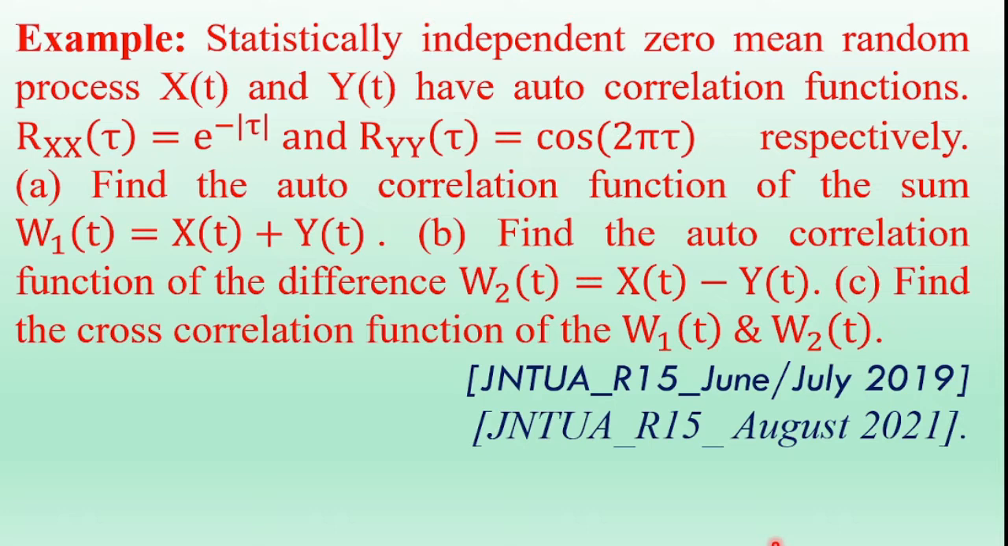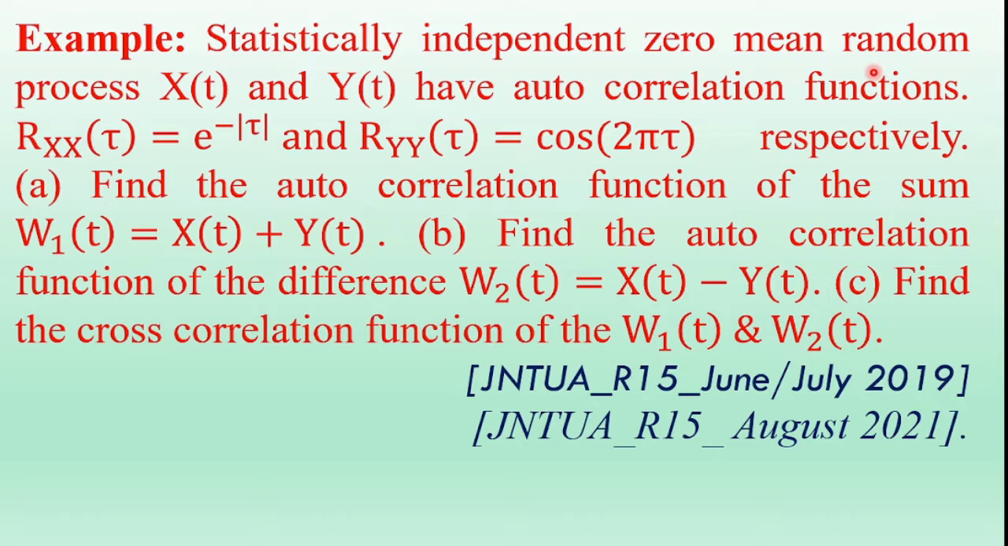The example: statistically independent zero mean random processes x of t and y of t have autocorrelation functions Rxx of tau is e power minus mod tau and Ryy of tau is cos of 2 pi tau, respectively. First bit, find the autocorrelation function of the sum w1 of t. Now w1 of t is defined as x of t plus y of t.